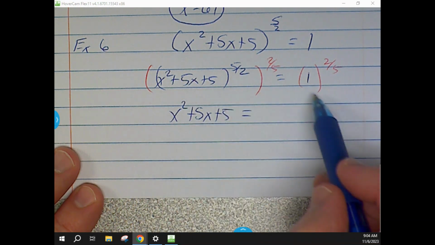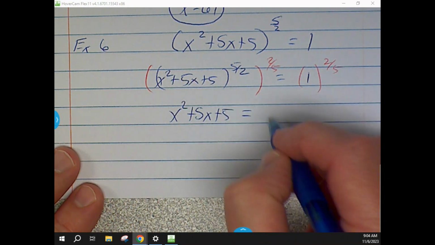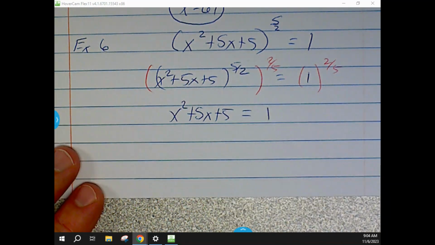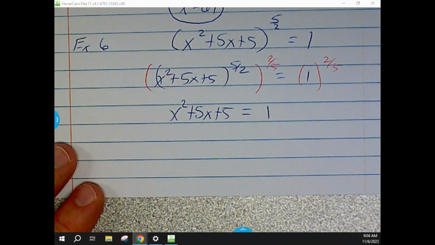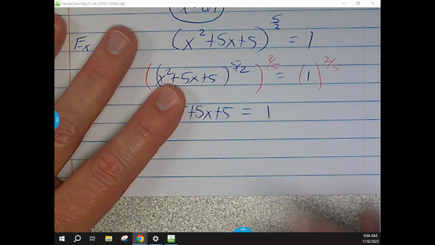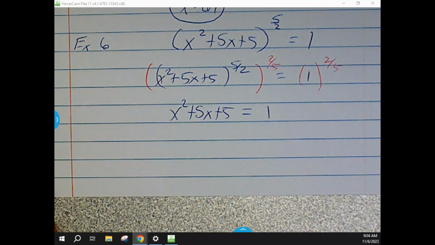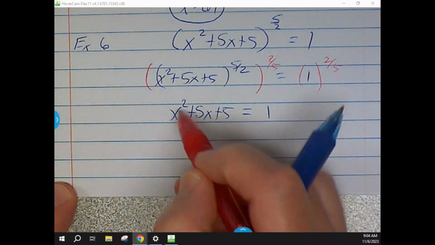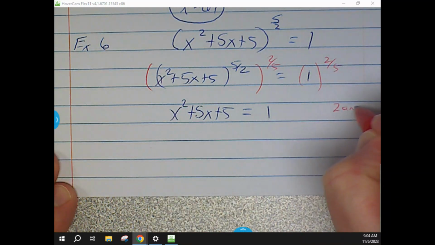The good news is with 1 to any power, it doesn't matter what it is, it's still just 1. You're like, okay, well, what's different about it? Okay, so here's where it gets a little different. The other problems we basically had x plus or minus something. This one we've got x squared. So if that's our problem, how many answers are we looking for now? 2. There we go. Looking for 2 answers, right? Because now we've got x squared, so we're going to have 2 answers.